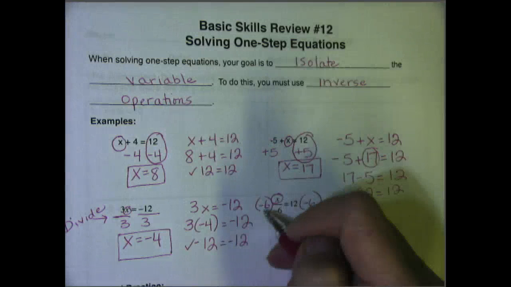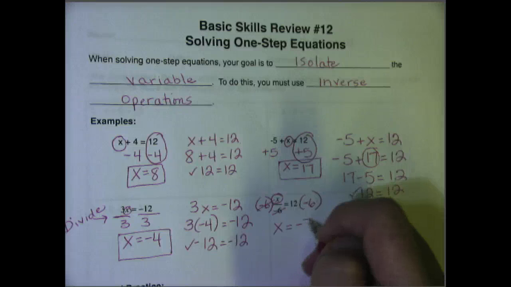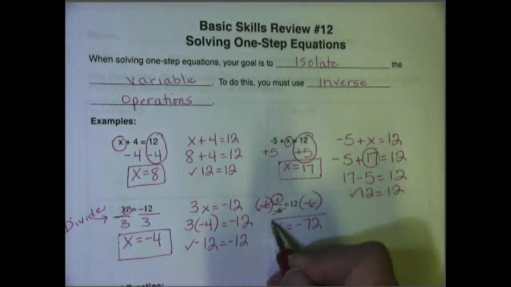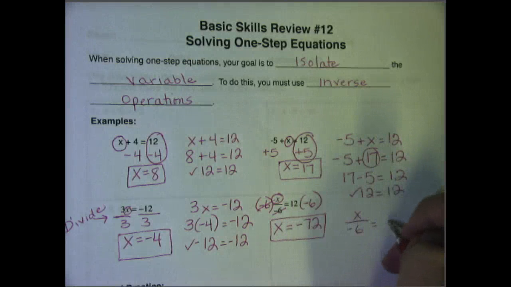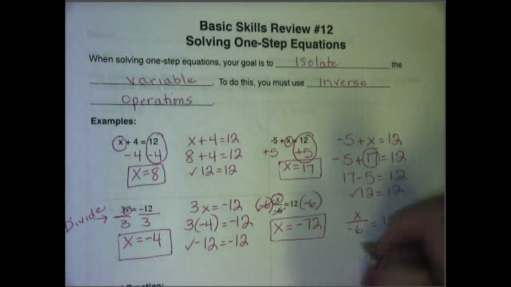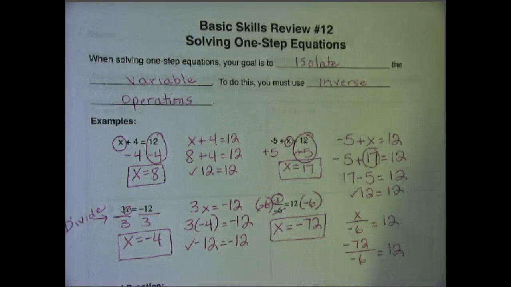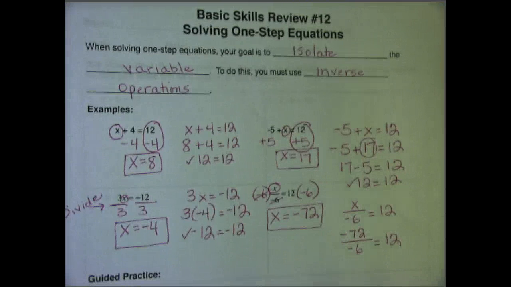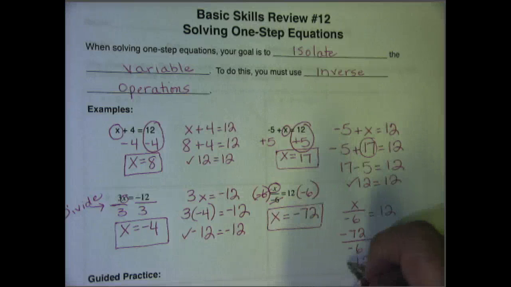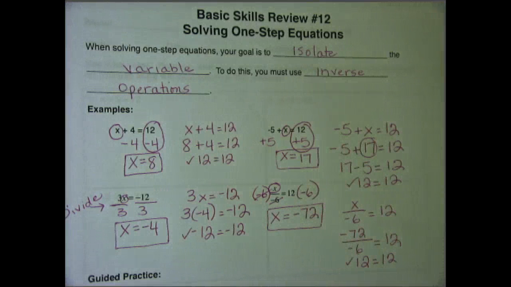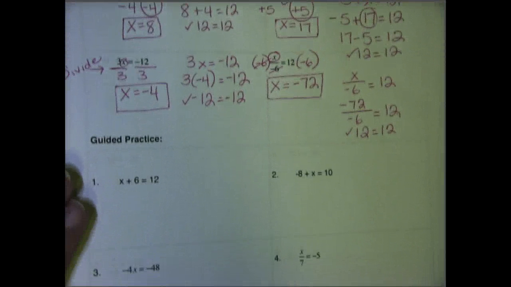When I multiply, these are going to cancel. X equals 12 times negative 6. 12 times negative 6 is negative 72. I can check it by substituting into my original equation. Negative 72 for x divided by negative 6 is positive 12. And if I do my division, negative 72 divided by negative 6 is 12. So I know that I did my work correctly. Let's go down to the guided practice and do these problems together.